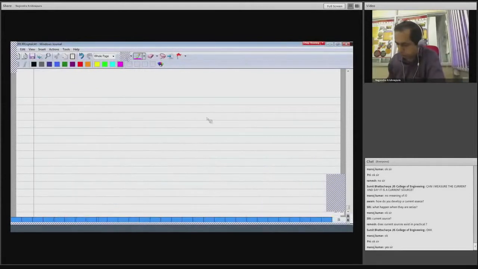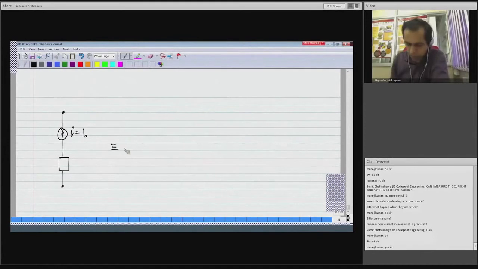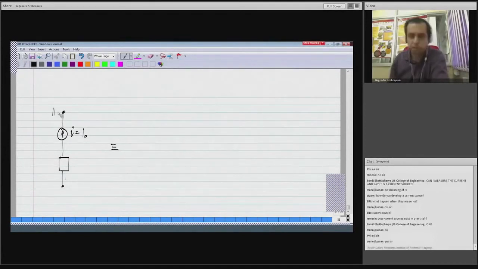Now the counterpart of this is a current source in series with some element. What is this equivalent to? I think all of you should be able to answer this pretty quickly now. When I say equivalent to, between terminals A and B.